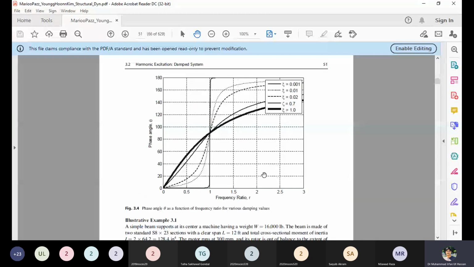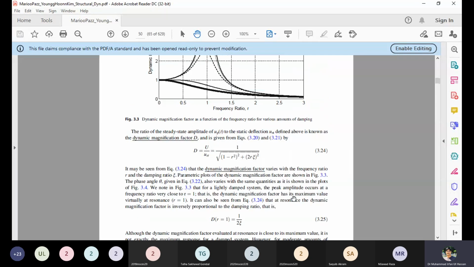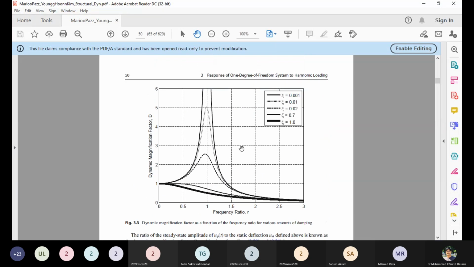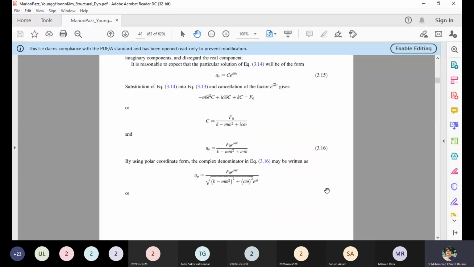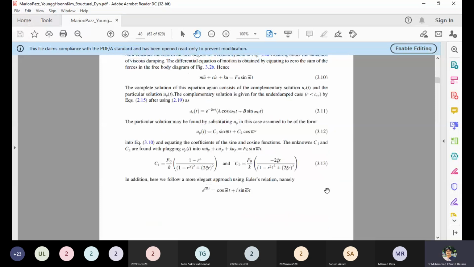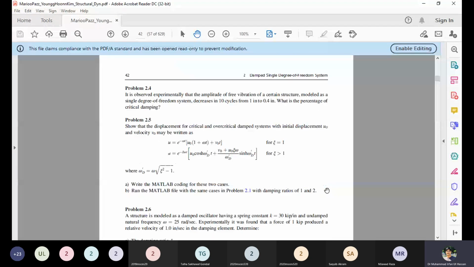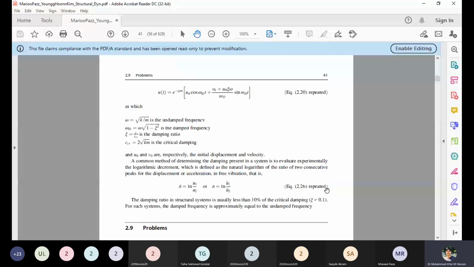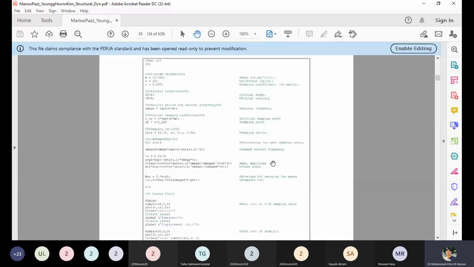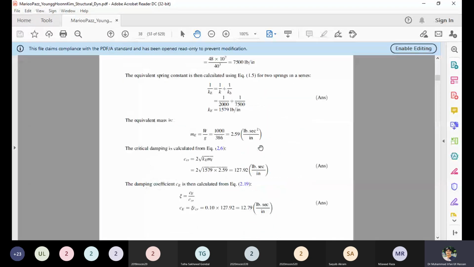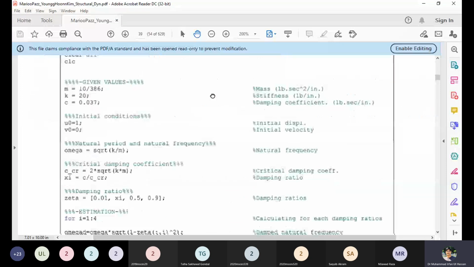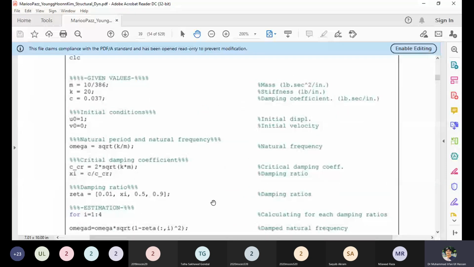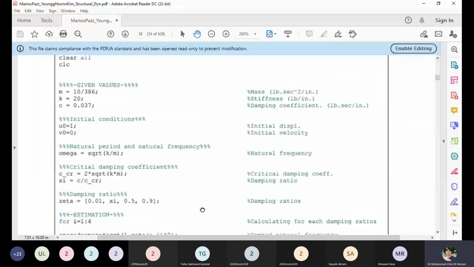So this one is basically the same problem, the response of the damped system. The same example is solved. You have the values stepwise. Can you see the book page? Yes, sir.